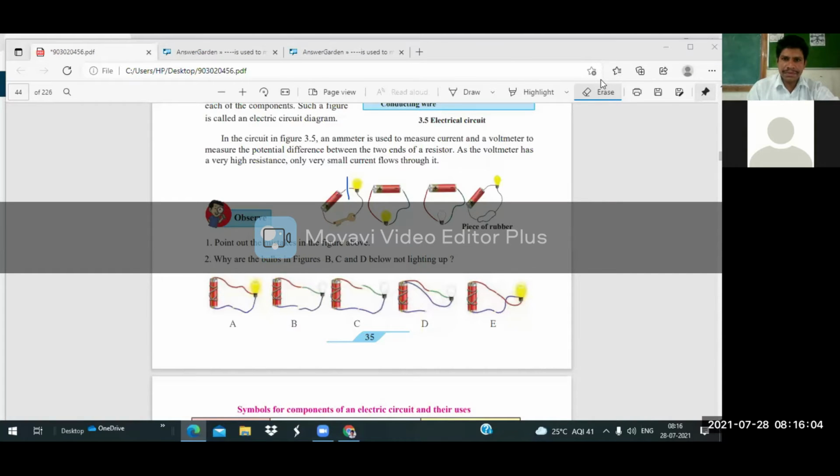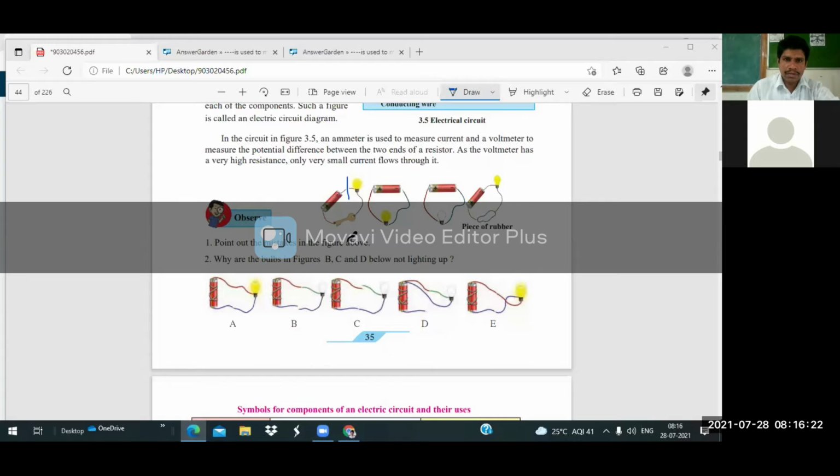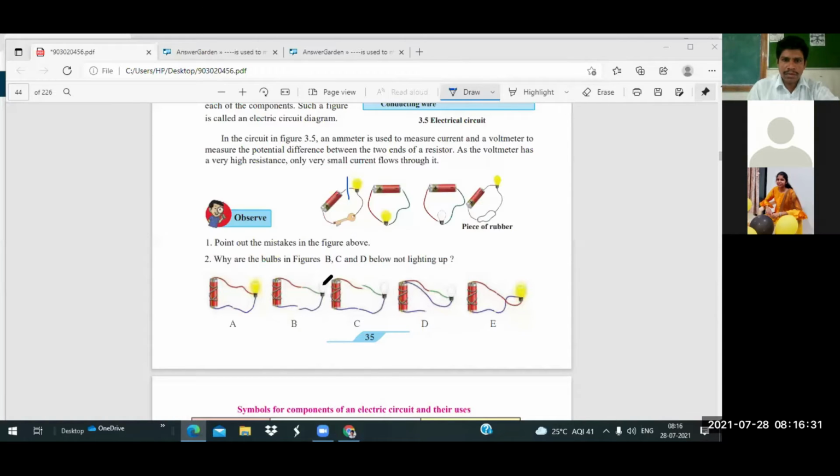Samruddhi, Simpi. Yes, sir. In the first figure, the wires are connected properly and the bulb is lighted. Very good. Then the next one, Riddhi Rajput. Yes, sir. In the second figure, we can see the purple wire is not joined properly, so the bulb is not glowing. Very good. Then from the boys, Mesh Tamboli or Pius Thorat.